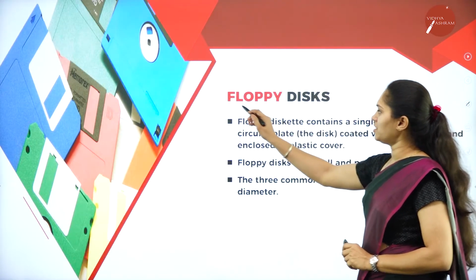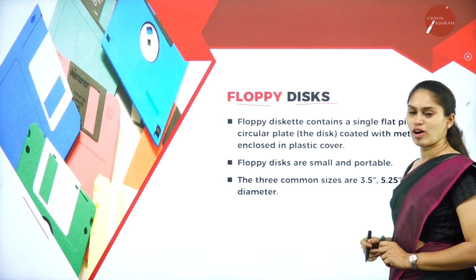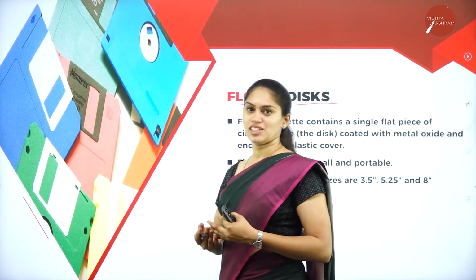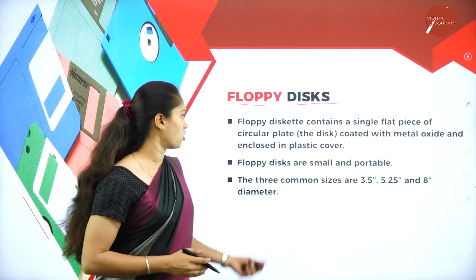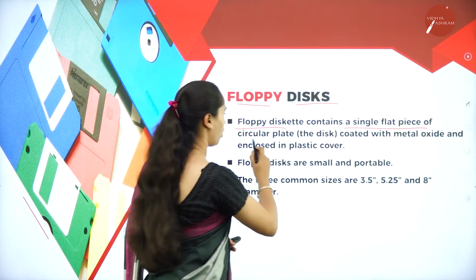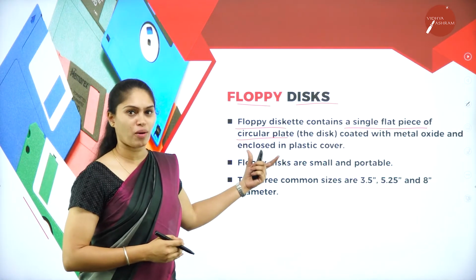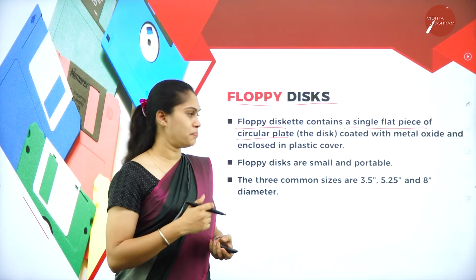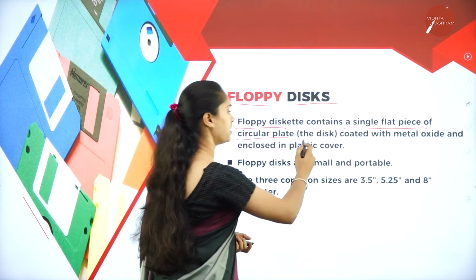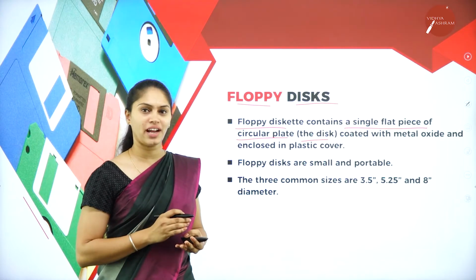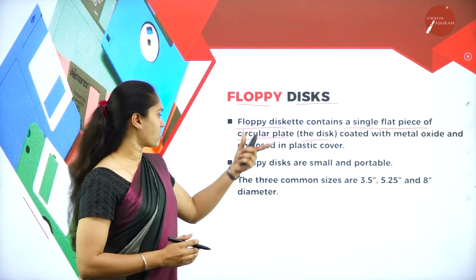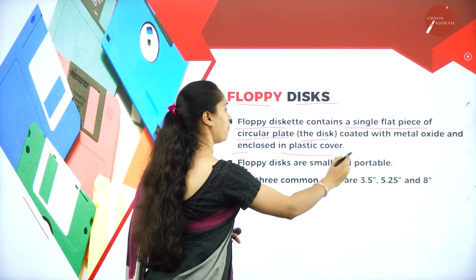So let me move on to the floppy disk. A floppy disk is very portable and we can carry it in our pockets, right? A floppy diskette contains a single flat piece of circular plate. I can call that plate a disk. How is it coated? It is the same as the previous one. It is coated with metal oxide and enclosed in a plastic cover.